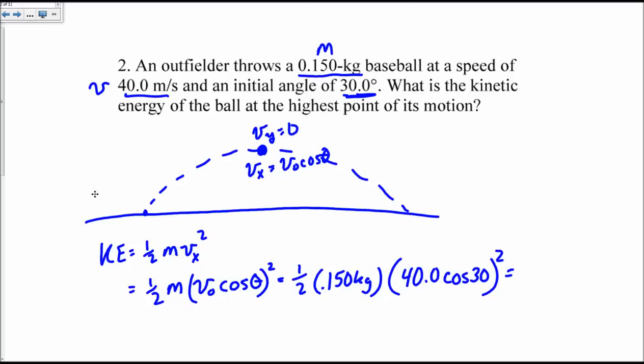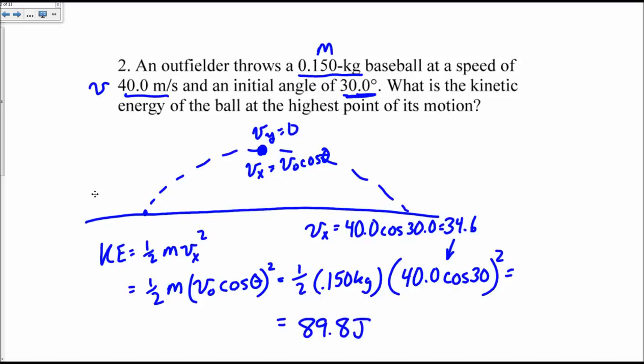I get Vx, 40.0 cosine 30, Vx works out to be 34.6. Put that in here. And then we get 89.8 joules.